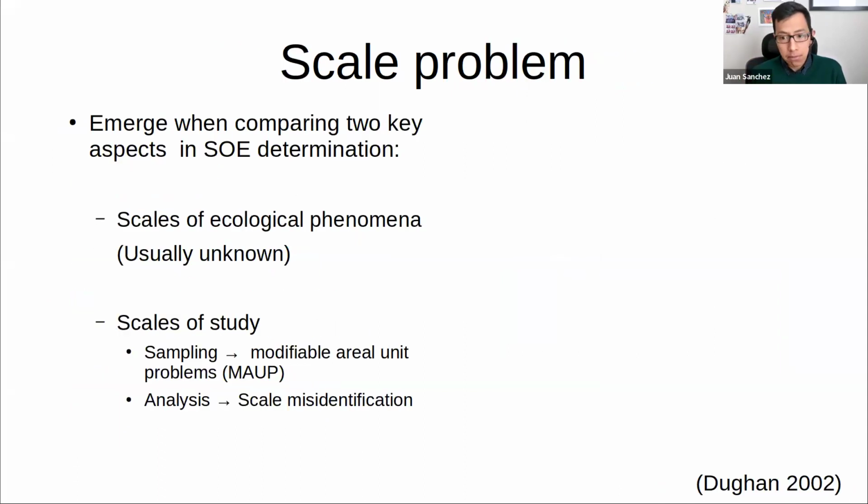So how does the scale problem emerge? Now we have talked about what scale is, and we know that scales in ecological processes can vary according to the process that we are considering, as well as how the species is interacting with the environment in different moments of its life, according to its needs. So the scale problem emerges when we compare two key aspects in the determination of scales of effect.